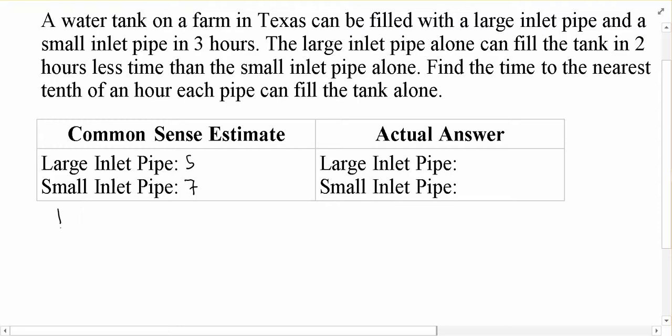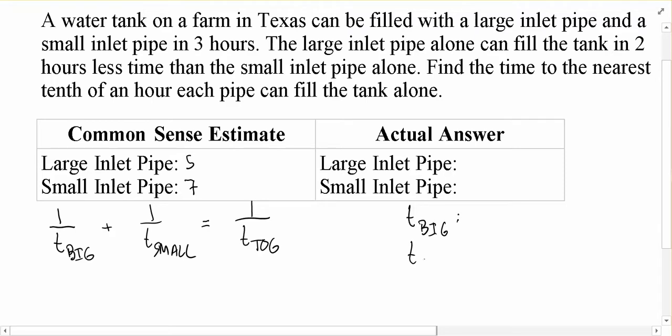Now we know that in order to solve this problem, we're going to use the formula 1 over the time of one of them alone, we'll say big, plus 1 over the time of the other one alone, we'll call it small, equals 1 over their time together. That's the underlying formula, which means I need to figure out either values or variables for the time that it takes the big one alone, the time that it takes the small one alone, and their time together. Their time together is straight up given to us as 3 hours.